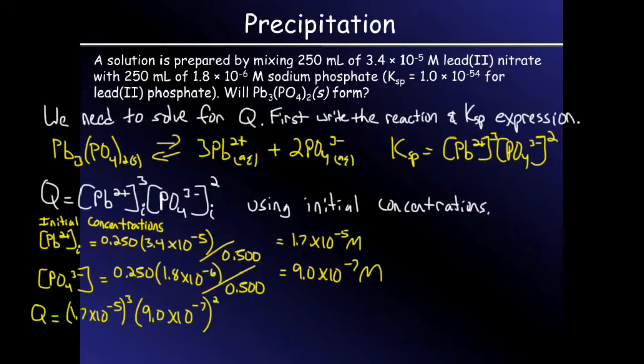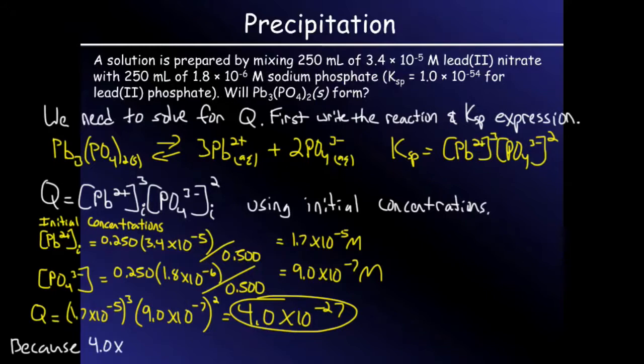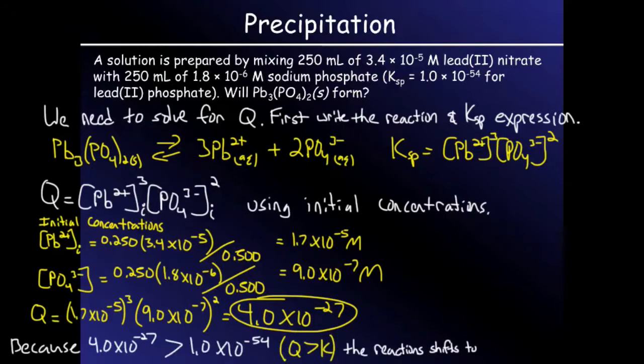After dilution has occurred, we can place these values into the Q expression, calculate Q, and then compare it to our KSP. It turns out that because Q is greater than KSP, the reaction will shift to the left. This reaction will shift to the left, forming precipitate.